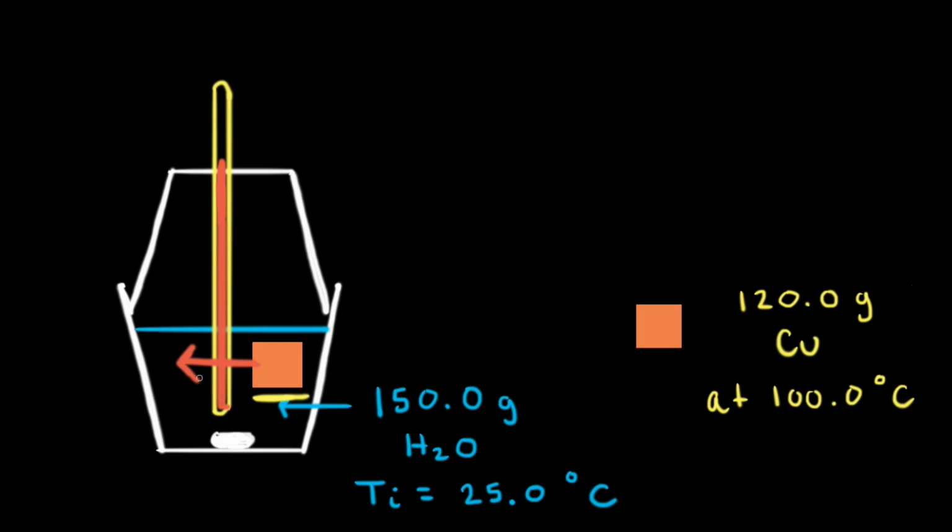We know when thermal equilibrium has been reached by looking at the thermometer and measuring the highest temperature that's reached. Let's say the final temperature is equal to 30.0 degrees Celsius. So at thermal equilibrium, both the copper block and the water are at the same final temperature.